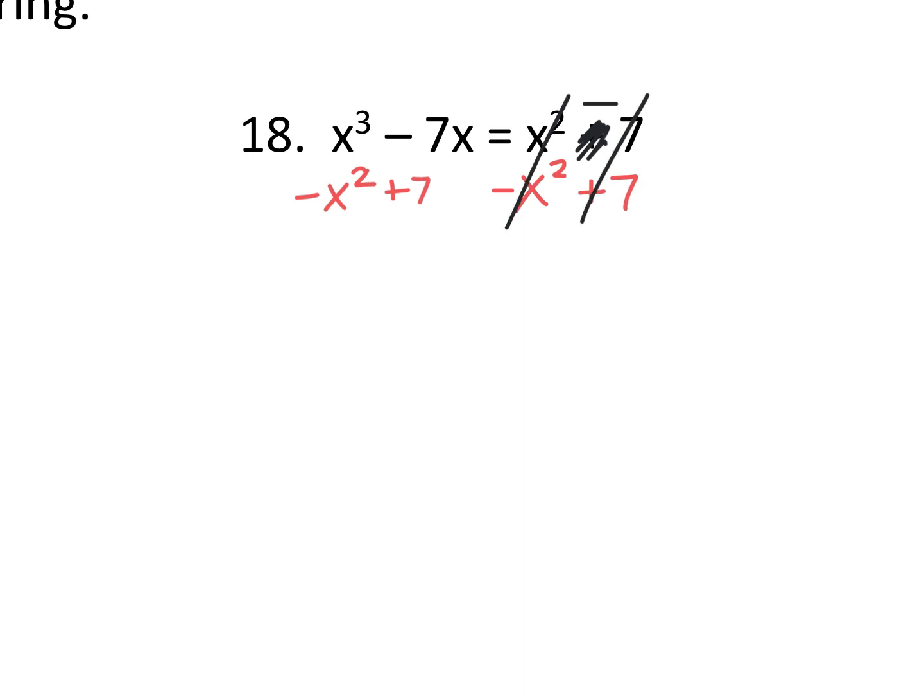These are gone. Here's the thing, I don't actually have anything to combine it with on the left side, and so that means we're just going to rewrite it as a new polynomial here. Make sure it's in standard form, highest to lowest. X to the third minus x squared minus 7x plus 7. Now it's equal to 0.